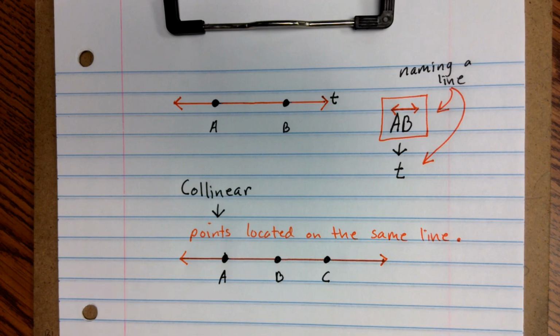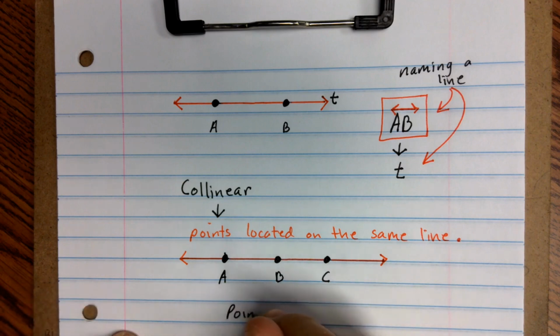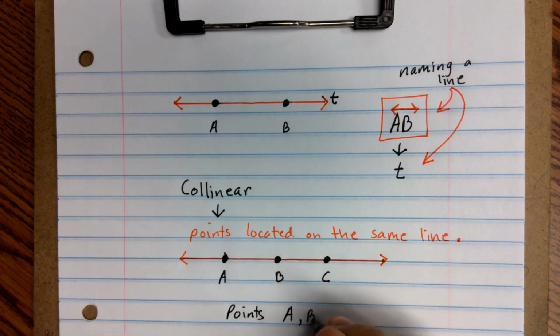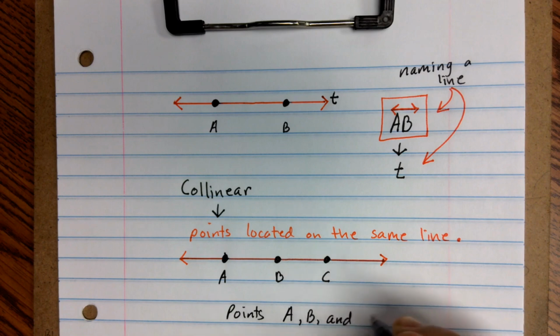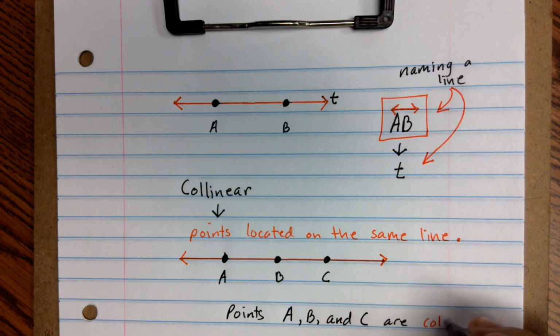So if it were asking me what points are collinear, I would go ahead and say points A, B, and C are collinear because they're all on the same line. So that's all collinear is. So anytime it's asking you for something that's collinear, just look for all the points that lie on the line.